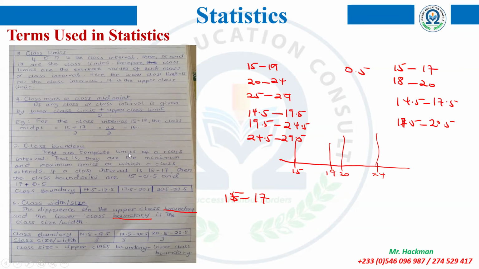So my advice is anytime you are asked to calculate either the class midpoint or the class size, use the boundaries. You get my point?